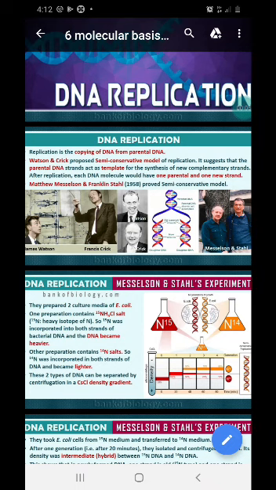Today we'll be doing DNA replication and the experimental proof for DNA replication.